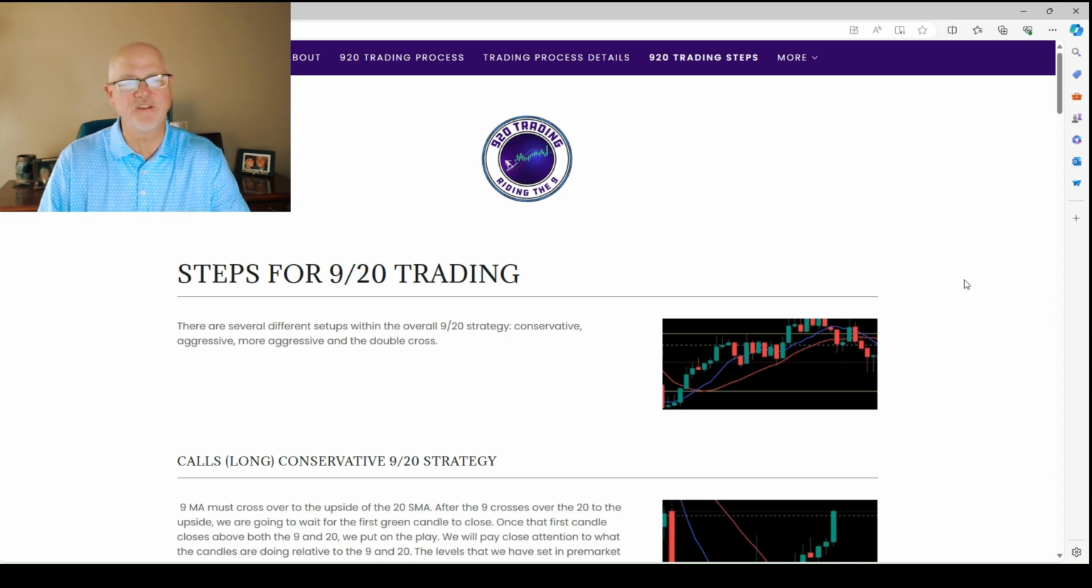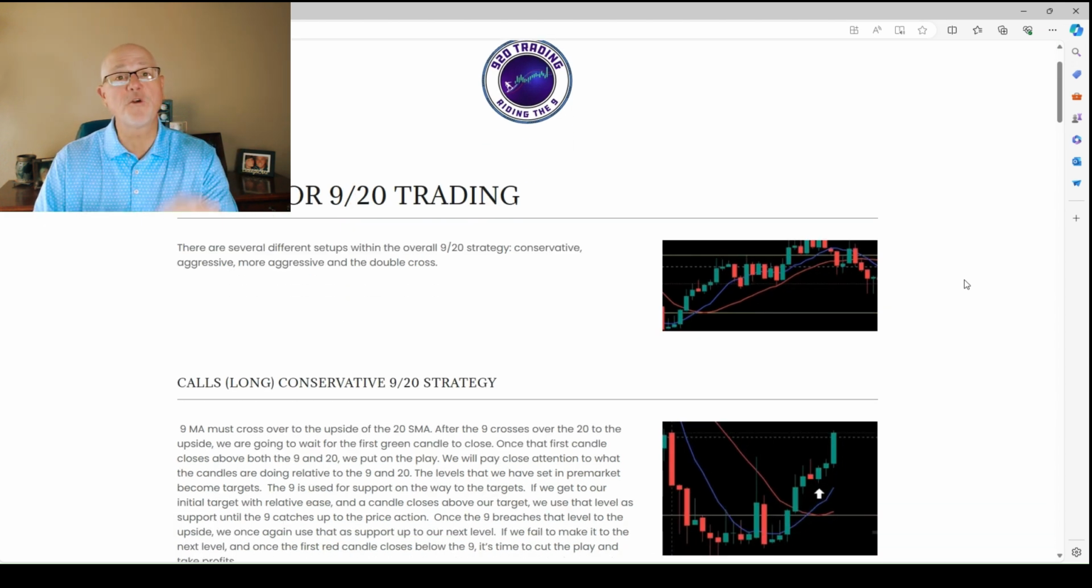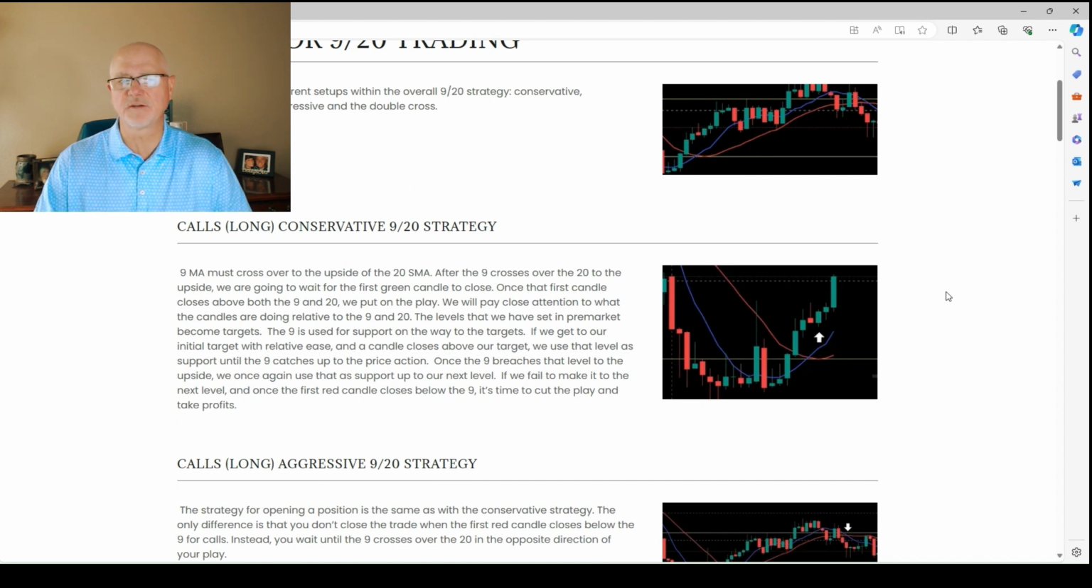But let's talk specifically about the different ways you can trade the 920 trading strategy. Again, there are several different setups within the overall trading strategy. There's the conservative setup, the aggressive, more aggressive, and the double cross. So let's talk about that conservative strategy first. The 9 SMA, 9 simple moving average, must cross to the upside over the 20 SMA. Pretty simple, very self-explanatory.